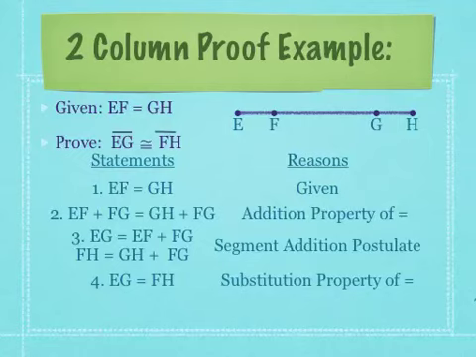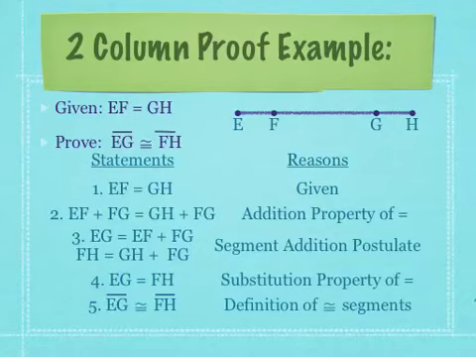I needed to prove that segment EG is congruent to segment FH. I haven't quite gotten there yet. I have EG equal to FH right now. If I know that two segments are equal, I know that they are also congruent, because two segments being congruent means that they are equal. So because in statement 4 I have EG equals FH, for statement 5 I can say that EG is congruent to FH because of the definition of congruent segments. If two segments are congruent, they are equal.